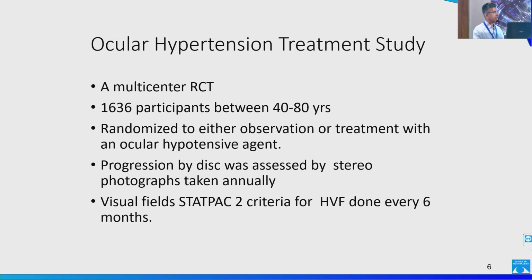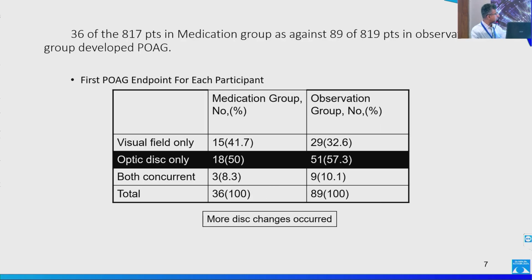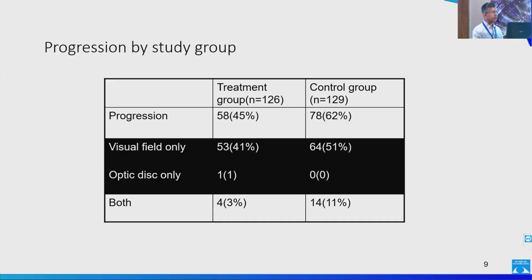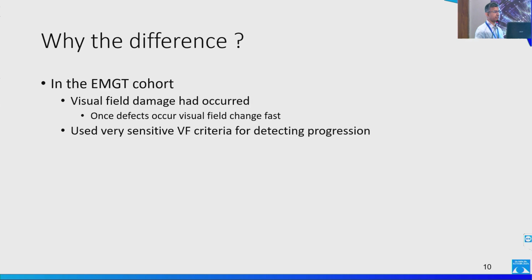So if you look at the Ocular Hypertension Treatment Study, you found that some patients progressed, and the ones who progressed were more likely to progress on optic disc findings alone, because that was very early in disease and more disc changes occurred at that time. In the EMGT study, which looked at people with established glaucoma, most of the progression actually happened with visual fields, because once you have damage, functional tests are better at picking it up than structural tests. So progression can impact both your structural and your functional measures, and both should be looked at.